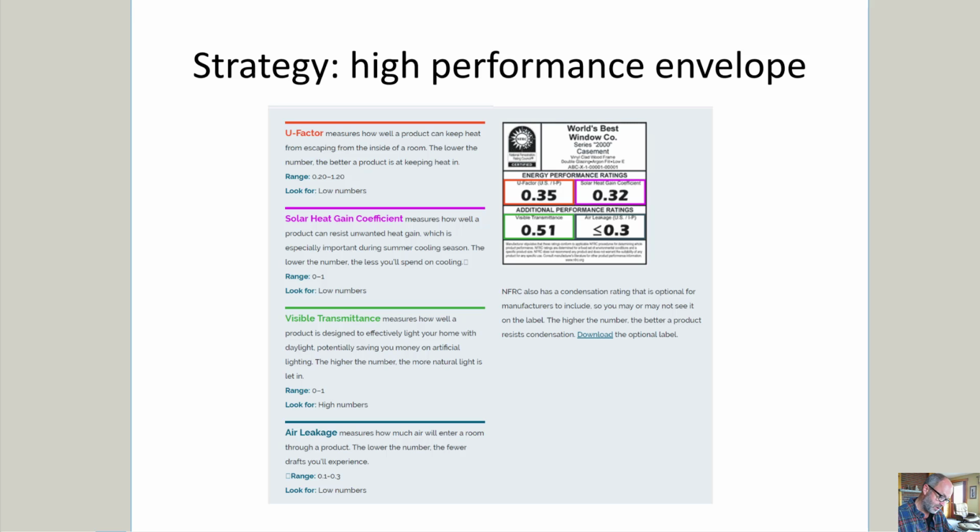High performance envelope means better windows. So windows have U factors, solar heat gain coefficients, visible transmittance, and air leakage, and those are all summed up in a standard sticker that you'll see on any window. And we'll go through each one of these one at a time very briefly.